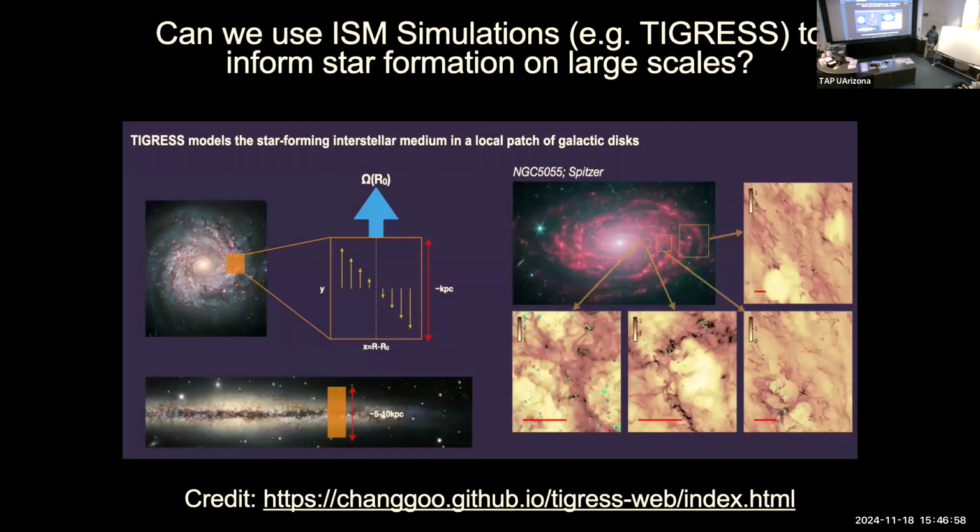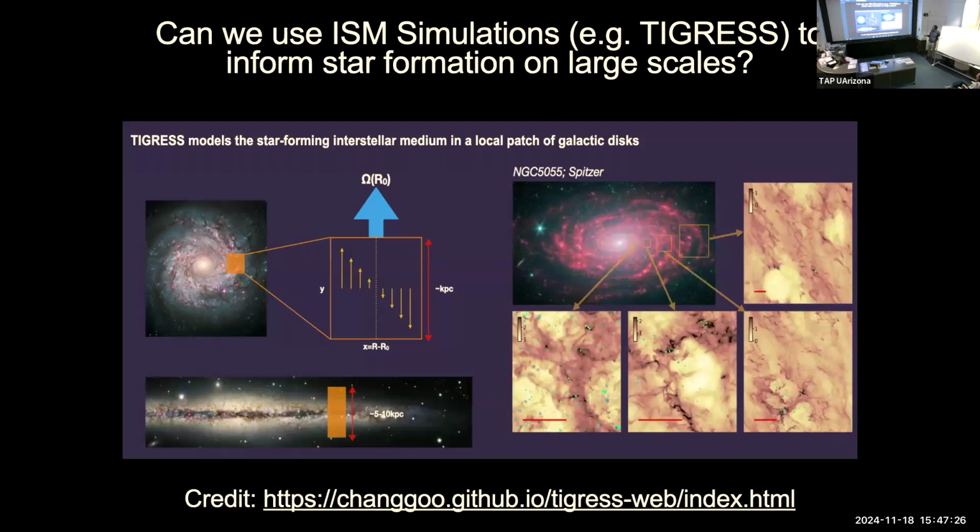So the question I'm trying to answer here is: can we use ISM simulations to inform star formation on large scales? One of the nice simulations on the market, there are many, but one of them is TIGRESS, which has a three-phase modeling of the ISM with feedback, supernovae, and many interesting physics.